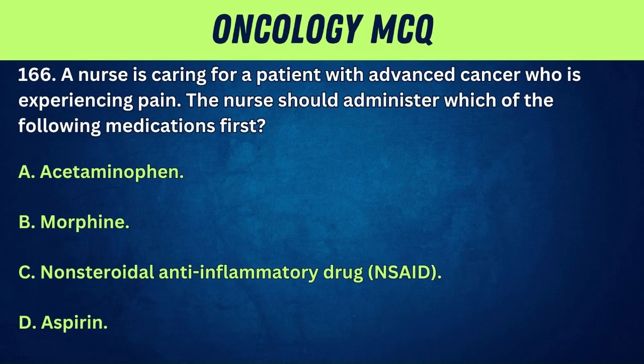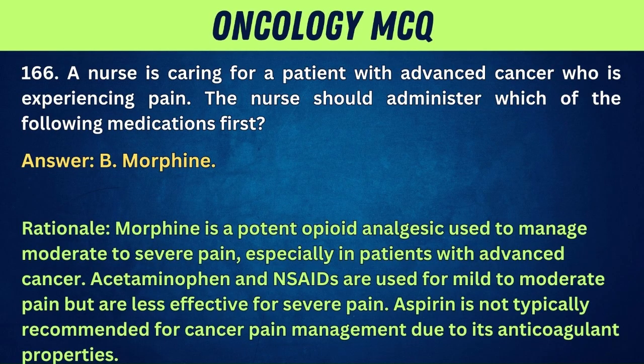166. A nurse is caring for a patient with advanced cancer who is experiencing pain. The nurse should administer which of the following medications first? A. Acetaminophen. B. Morphine. C. Nonsteroidal anti-inflammatory drug, NSAID. D. Aspirin. Answer. B. Morphine.